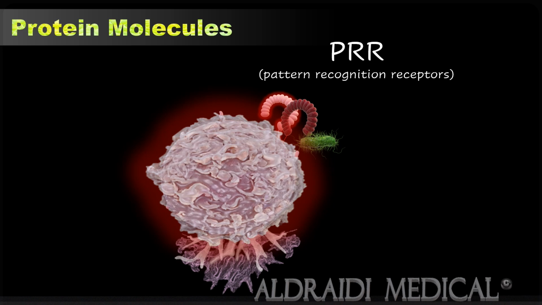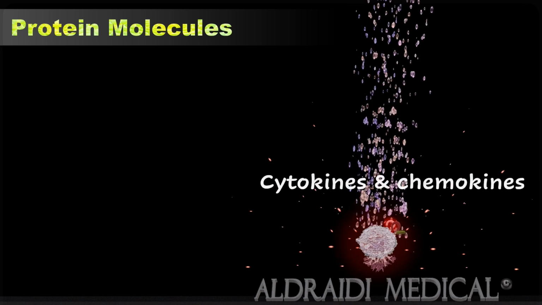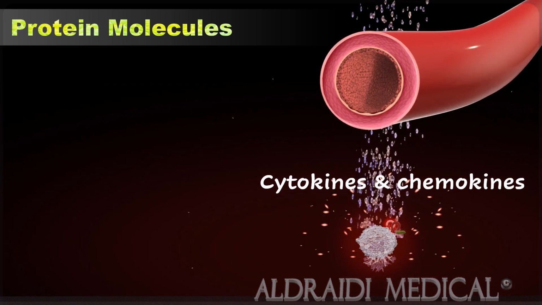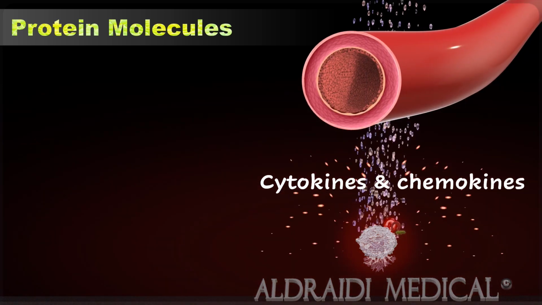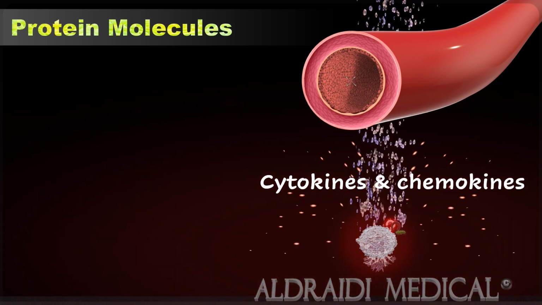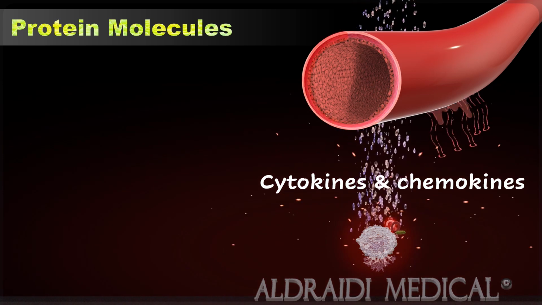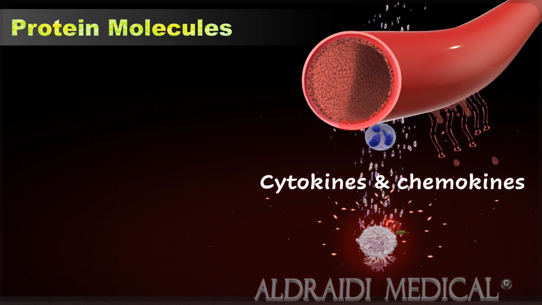And an example of such a response that results from the interaction with pathogens is the secretion of other protein molecules called cytokines and chemokines. These cytokines and chemokines convey important signals that can initiate a local inflammation and can propagate the immune response by recruiting lots of cells, molecules, and fluid to the site of infection.